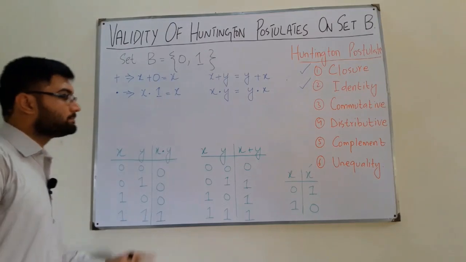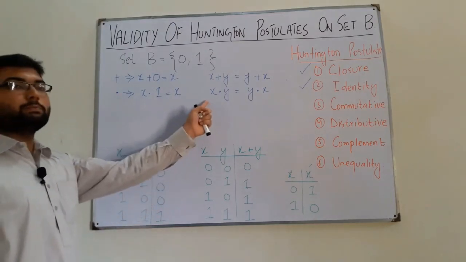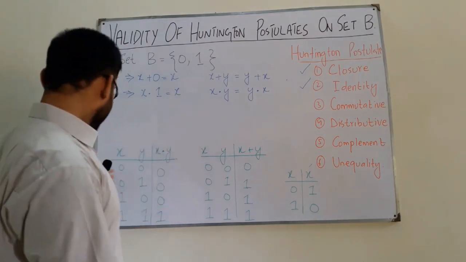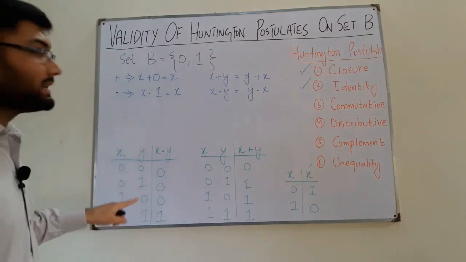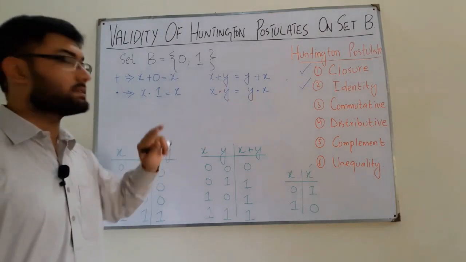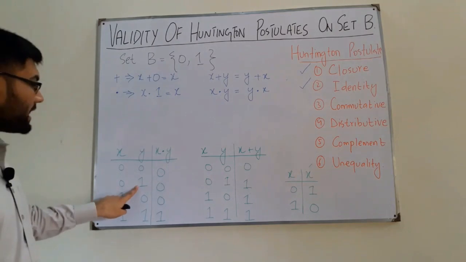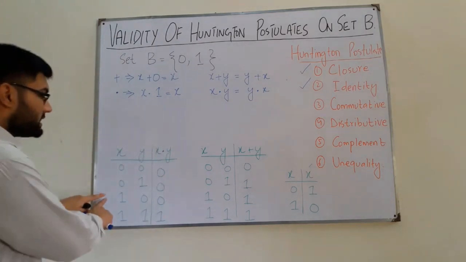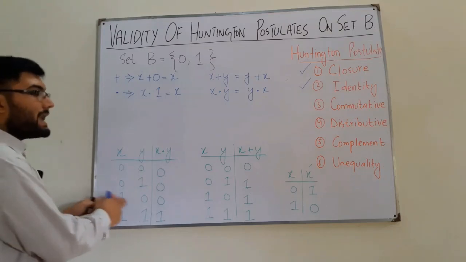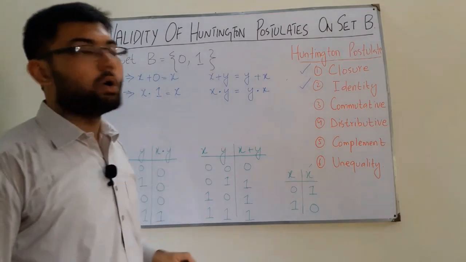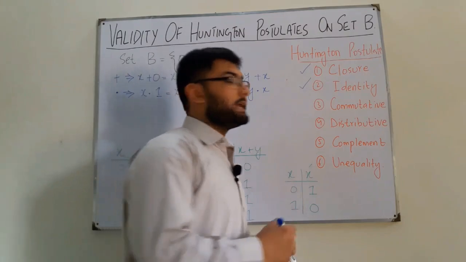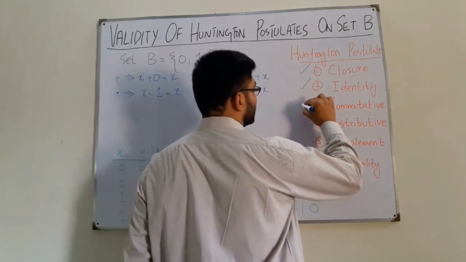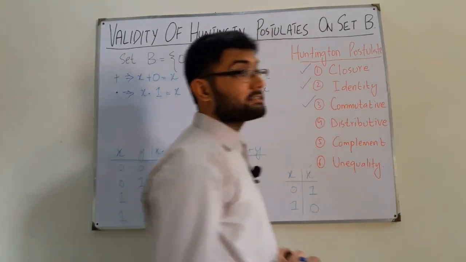This is satisfied. The next, with respect to the AND operation, X into Y is equal to Y into X. Now if X is 0, Y is 1. So 0 ANDed with 1 is 0. Reversing, X becomes 1, Y becomes 0. 1 ANDed with 0 is again 0, which means that the commutative postulate is also satisfied.